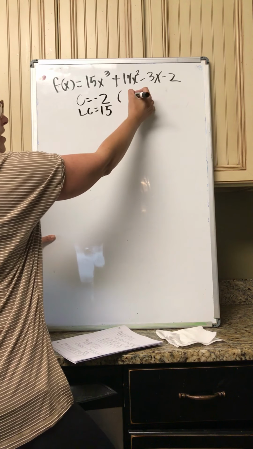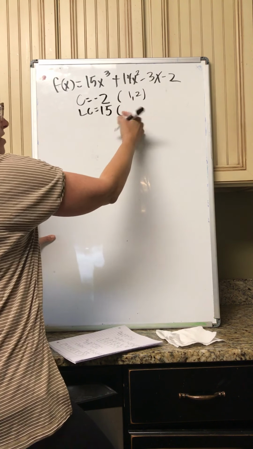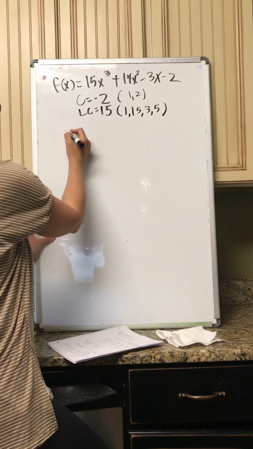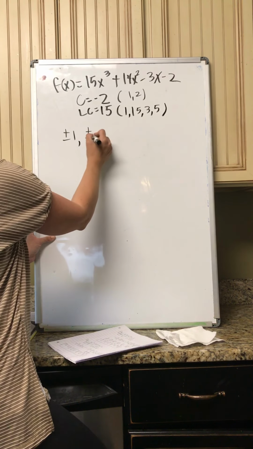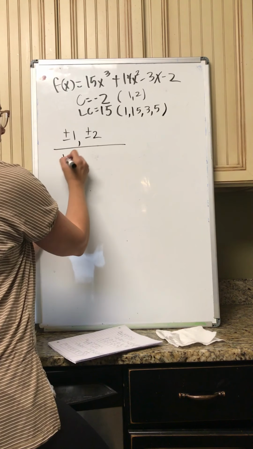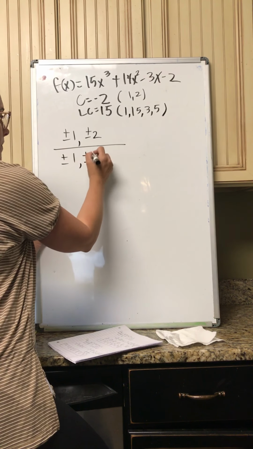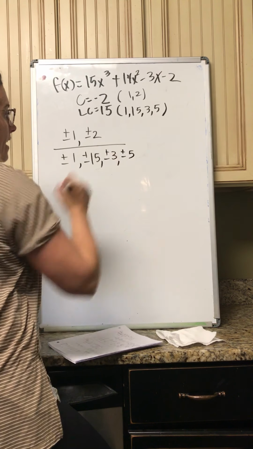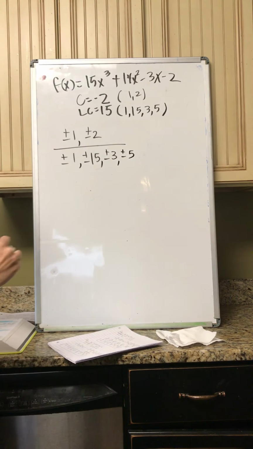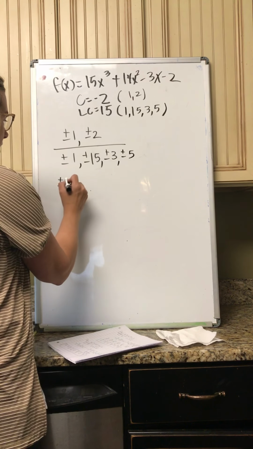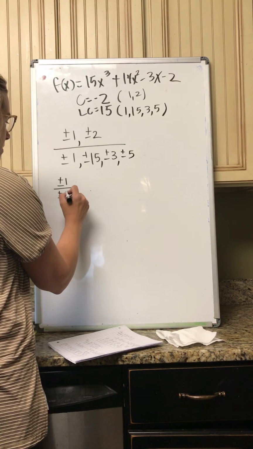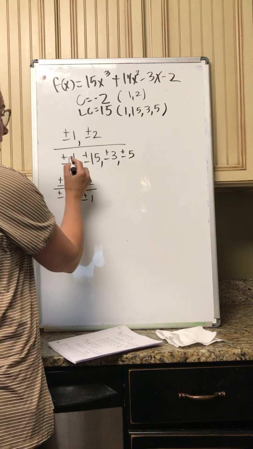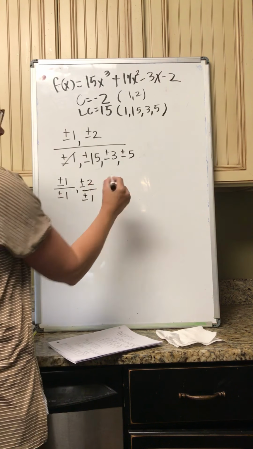So the factors of 2 are just 1 and 2. The factors of 15 are 1 and 15 and 3 and 5. So 1, 2 divided by 1, 15, 3, and 5. Now, this one's a little long, okay? So plus or minus 1 divided by plus or minus 1, plus or minus 2 divided by plus or minus 1. So we basically have used this one.